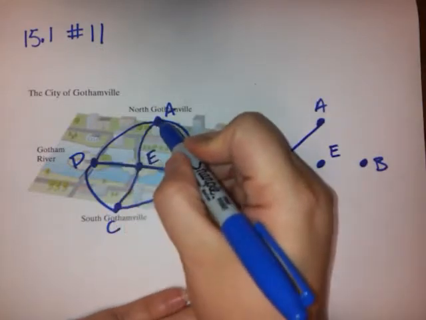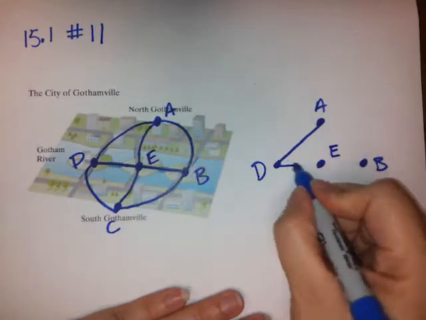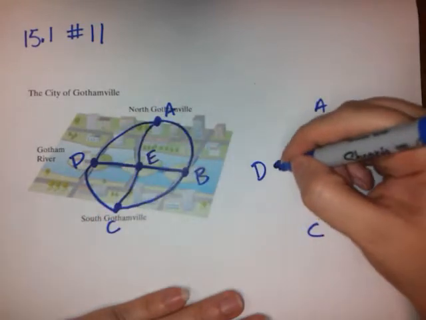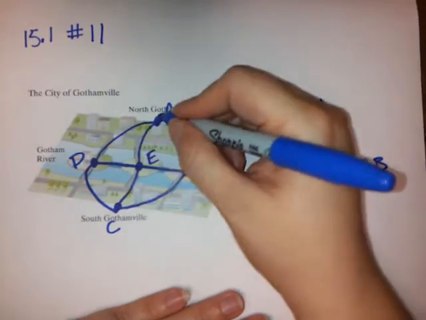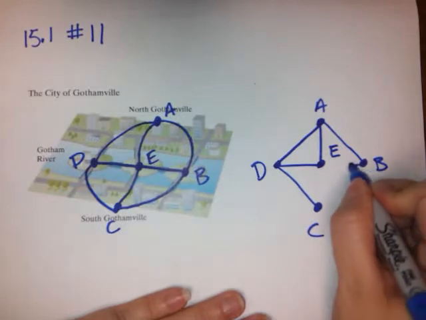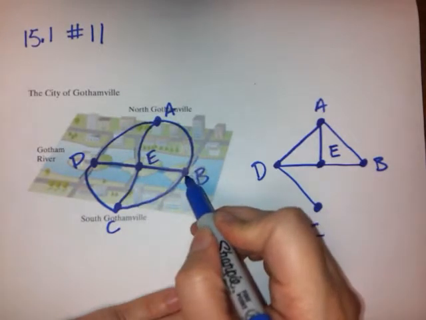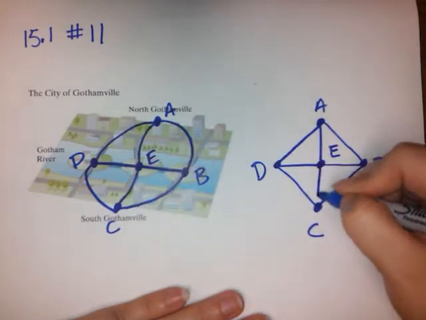There was an edge between D and A, so I just drew that one. There's an edge between D and E. There's an edge between D and C. There's an edge between A and E. There's an edge between A and B that we don't have yet. There's an edge between B and E that we don't have yet. There's an edge between B and C that we don't have yet. And there's an edge between E and C.